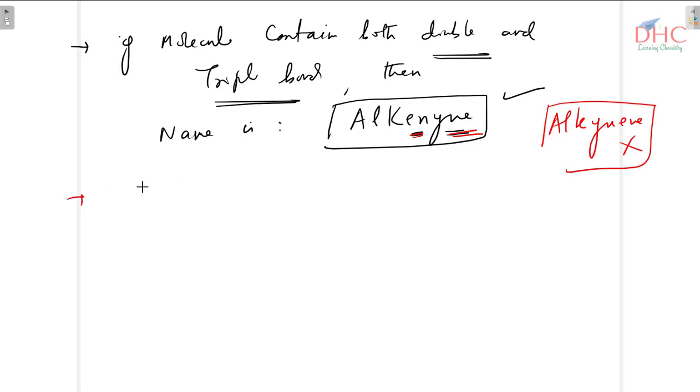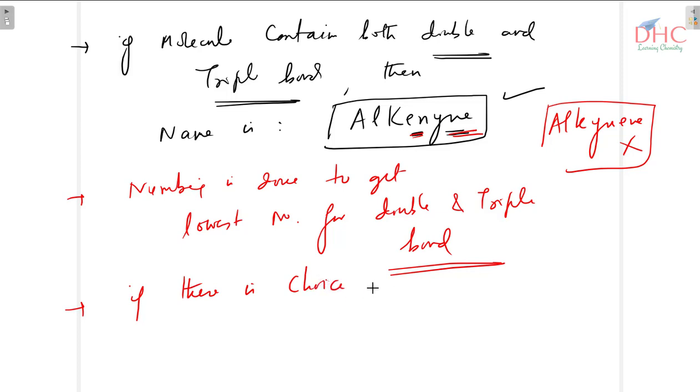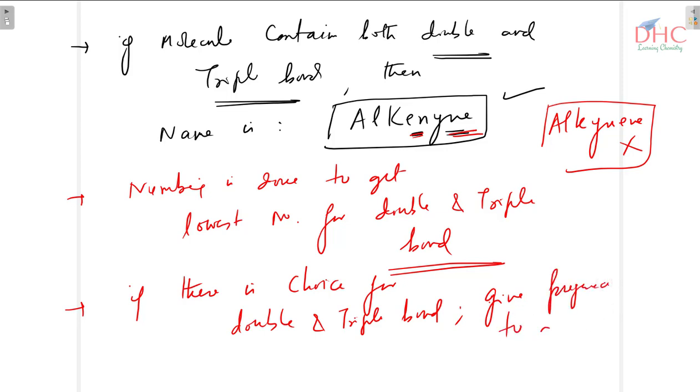Once you do numbering, so numbering is done to get lowest number for double and triple bond. डबल और ट्रिपल बॉन्ड जो है दे मस्ट गेट द लोवेस्ट नंबर. वहां से आपको नंबरिंग स्टार्ट करनी है. अगर चॉइस होगा, इफ देर इज चॉइस फॉर डबल एंड ट्रिपल बॉन्ड, गिव प्रेफरेंस टू डबल बॉन्ड. Give preference to double bond.